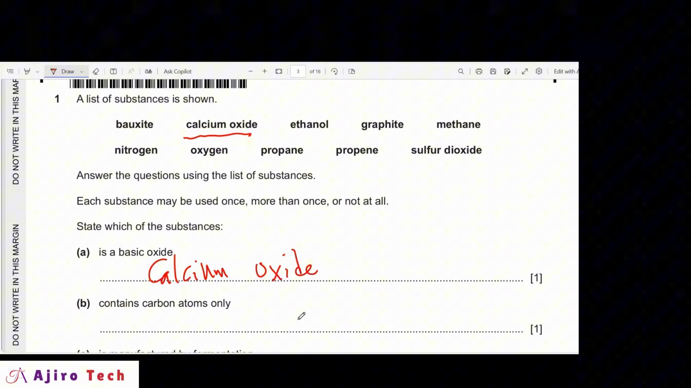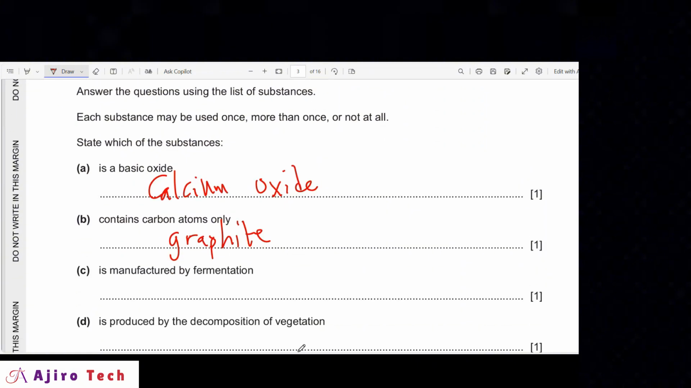It says, which of them contains carbon atoms only? Of course, it has to be an allotrope of carbon for it to contain just carbon atoms only. So the option here is simply graphite. Just write graphite right here as the answer to this. All right, so you see the questions are quite easy for this particular year.